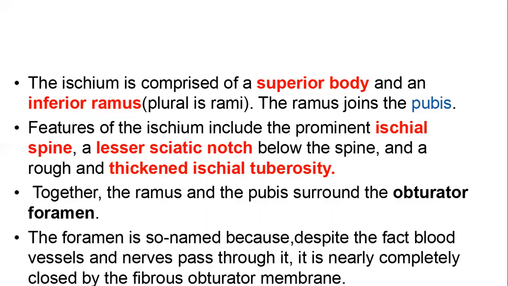The foramen is so named because, even though blood vessels and nerves pass through it, it's nearly completely closed by the fibrous obturator membrane. So the hole found in the bone is a hole, but it's covered by a membrane called the obturator membrane. Blood vessels and nerves pass through it. When we read in advance about the anatomy of the human body, we will understand which blood vessels or nerves pass through these holes found on bone.